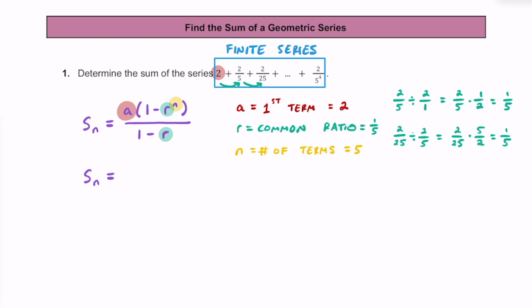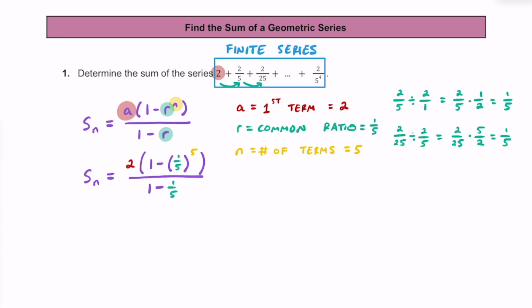And so if we plug each of these values into our formula, we have 2 going in for a. That's going to be multiplying by 1 minus, and then what's r? It looks like r here is going to be 1/5. So I'm going to write 1/5 in parentheses here. We're going to raise that 1/5 to the n power. We know n is going to be 5, so that's the exponent. And then this is going to be all over 1 minus r, and we know r here is 1/5. So we're going to take away 1/5.